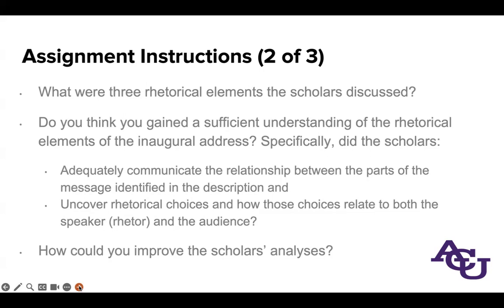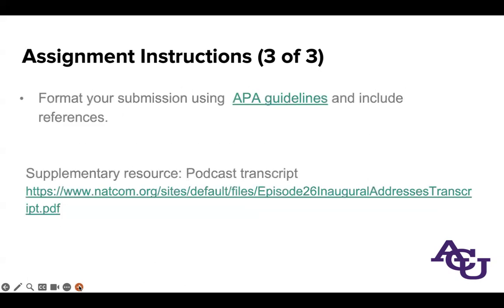After going through and deciding the three rhetorical elements, how did they communicate? Was it given sufficiently? Did you understand the rhetorical elements? Did they communicate adequately the relationship between the parts of the message? Were there things that they should have talked about or they didn't talk about, or maybe they didn't realize they were talking about that they shouldn't have talked about? Go through and do your analysis. What did they miss? What would you have handled differently? Remember, you are analyzing the analyzers. And then finally, format your submission using APA guidelines.